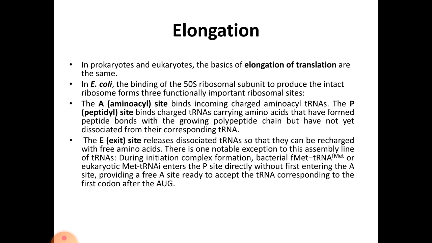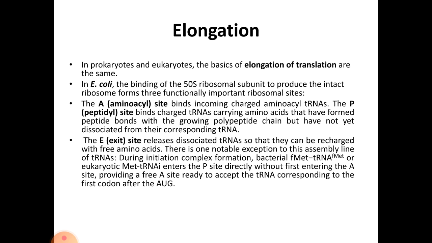There is one notable exception to this assembly line of tRNAs. During initiation complex formation, bacterial fMet-tRNA or eukaryotic methionine tRNAi enters the P site directly without first entering the A site, providing a free A site ready to accept the tRNA corresponding to the first codon after the AUG.